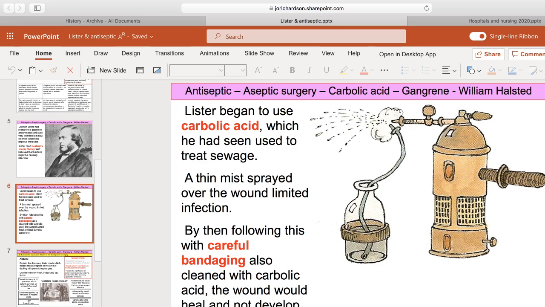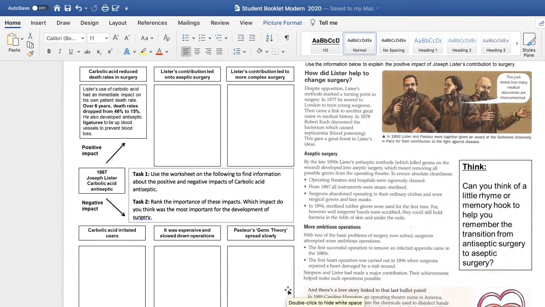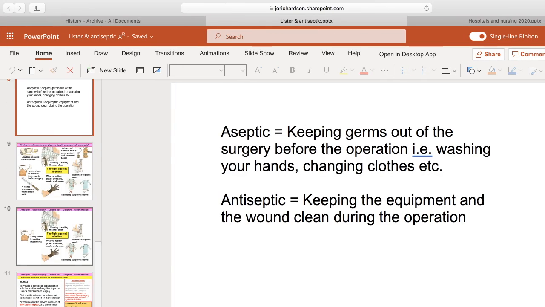So the whole idea of this is he would make sure that things were more sterile. Again, there are two words that we need to know. Aseptic means keeping germs out of surgery before the operation, e.g. washing your hands, changing your clothes. And antiseptic is keeping the equipment and the wounds clean during the operation. Now, your activity for today's lesson is to think about those two things. But before we even get to that, I just want to give you some examples of what he did.